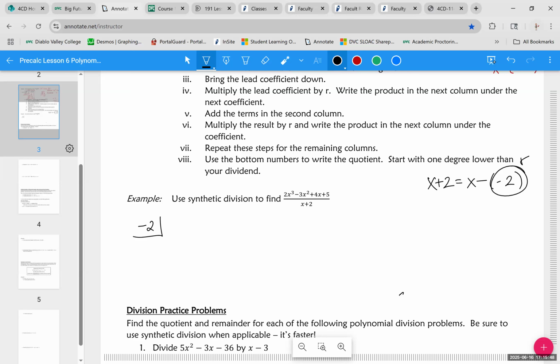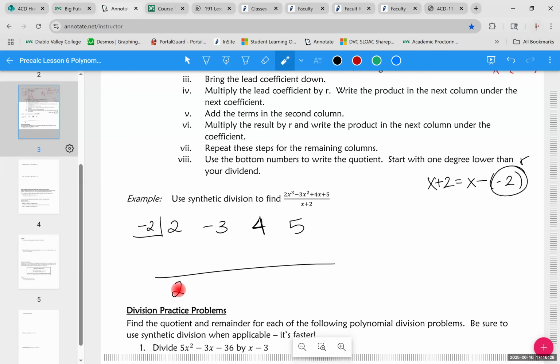And then I'm going to line up next to it the coefficients of the polynomial I'm dividing into, in descending order. So starting with the highest power, the coefficients would be 2, -3, 4, and 5. And you want to make sure that if there was any missing term, you would put a 0 for its coefficient, just like a placeholder we talked about in the long division. So I wrote out my coefficients. I'm going to skip a line and draw a line, and then bring down the first coefficient.